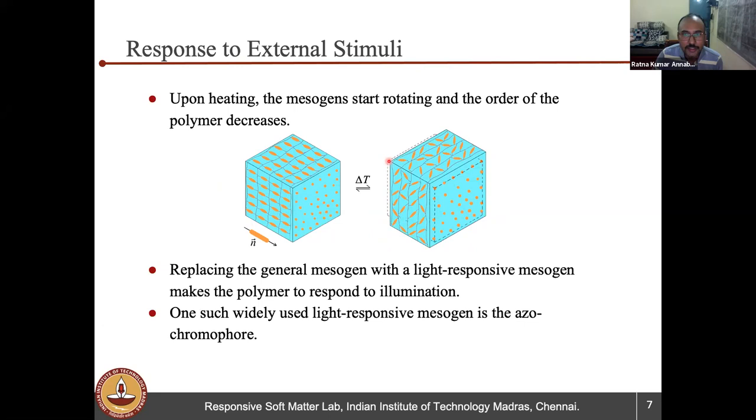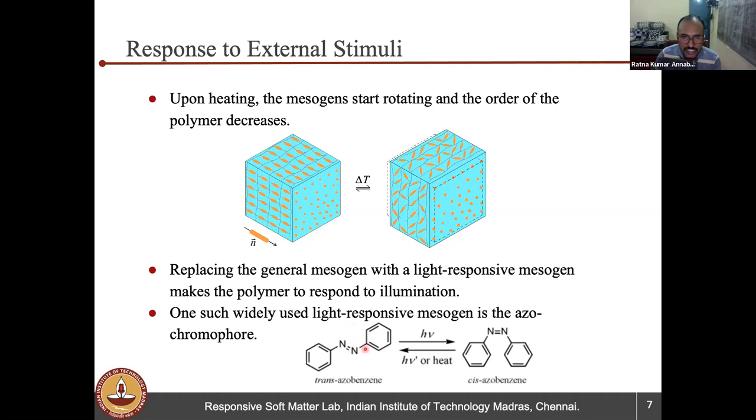And now these are all your general mesogens with which you build the liquid crystal. If you replace some of these mesogens with light responsive mesogens, the light responsive mesogens will respond to the light and create a certain kind of deformation, right? One such interesting light responsive mesogen is azobenzene, an azochromophore, which has two states. In its stable configuration, it appears in the trans state. When it is exposed to light of a certain wavelength, it undergoes a phase transformation from the trans state to the cis state. When it goes from trans to cis, it bends, and that bending deformation, together with the backbone polymer network, creates the macroscopic deformation in the system.